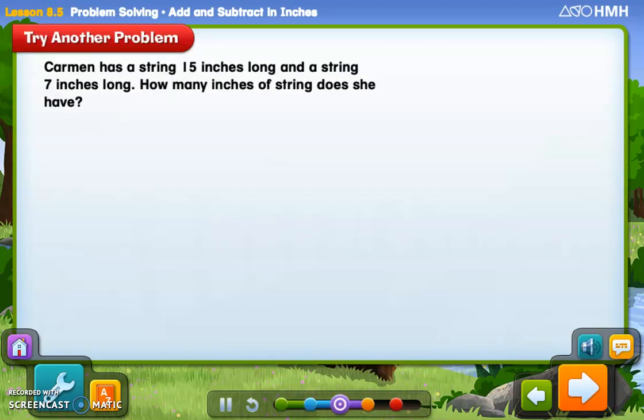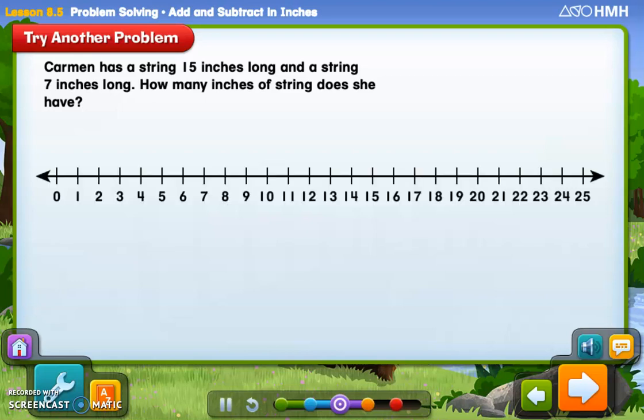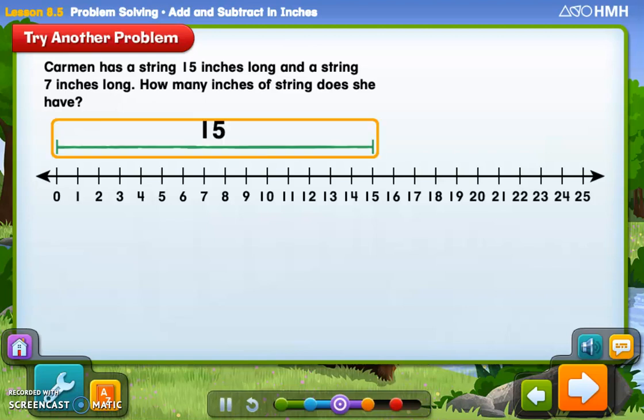Carmen has a string 15 inches long and a string 7 inches long. How many inches of string does she have? You need to find how many inches of string Carmen has. You can use a number line to make a model of the problem. Carmen has a string 15 inches long. Here's a model for the length on the number line. The model goes from 0 to 15.